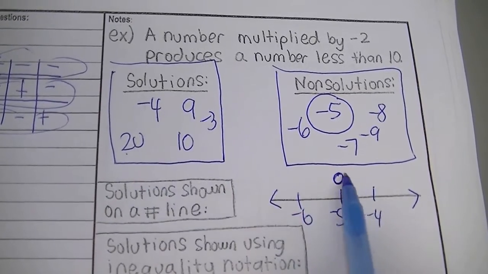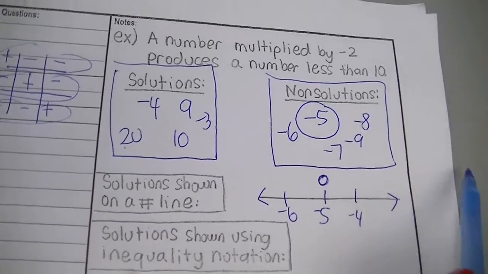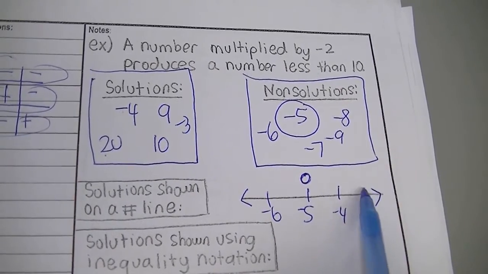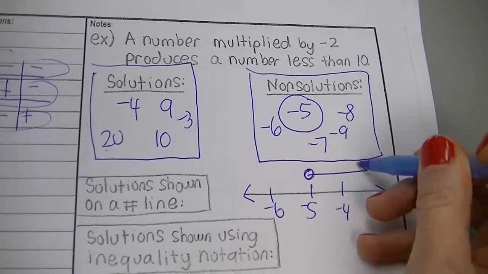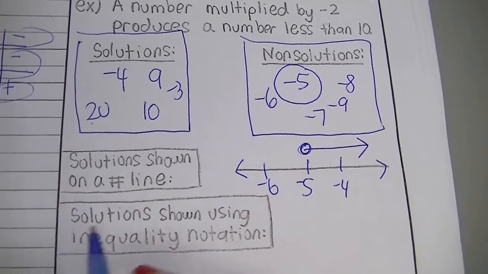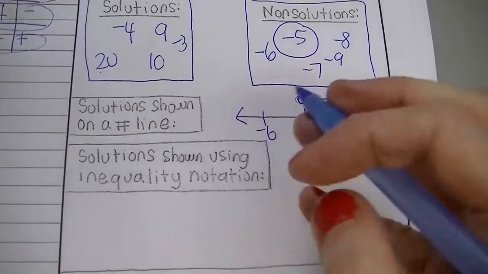So -4 is to the right. 20 is way over here to the right. 10 is over here to the right. 9 is to the right. -3 is right here. So all your solutions are to the right. That's an open circle. Sorry if it looks like I filled it in. It's open. All right, inequality notation time.